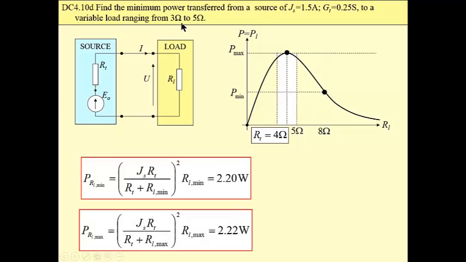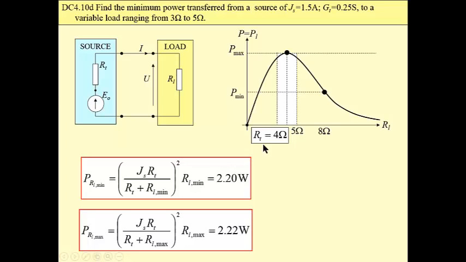Let me assume that now the maximum power transfer resistance is within this range. Let me assume that this range is from 3 ohm to 5 ohm. If so, we have to calculate in general the value of power for both resistances at the boundary values, and then we will find the resistance at which the transferred power is the minimum one.